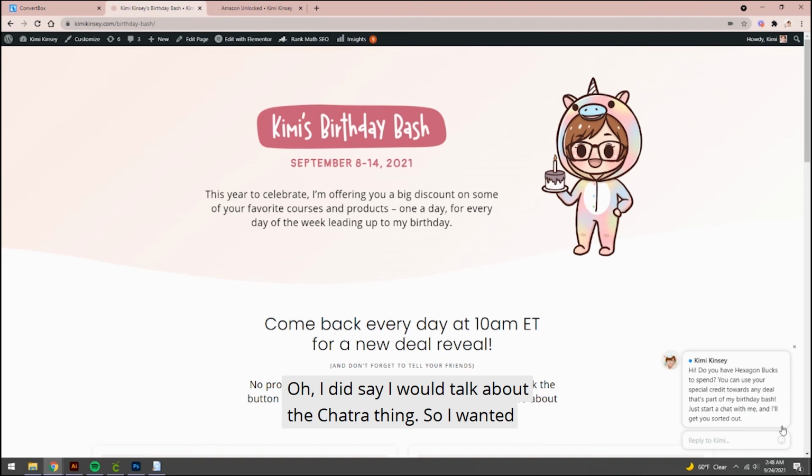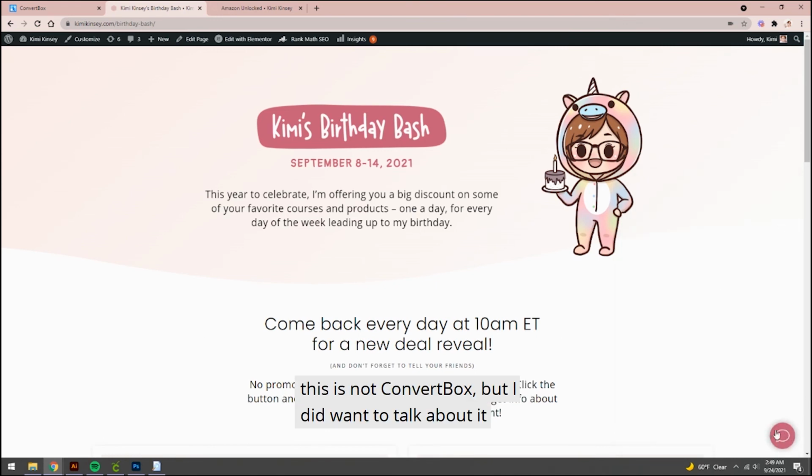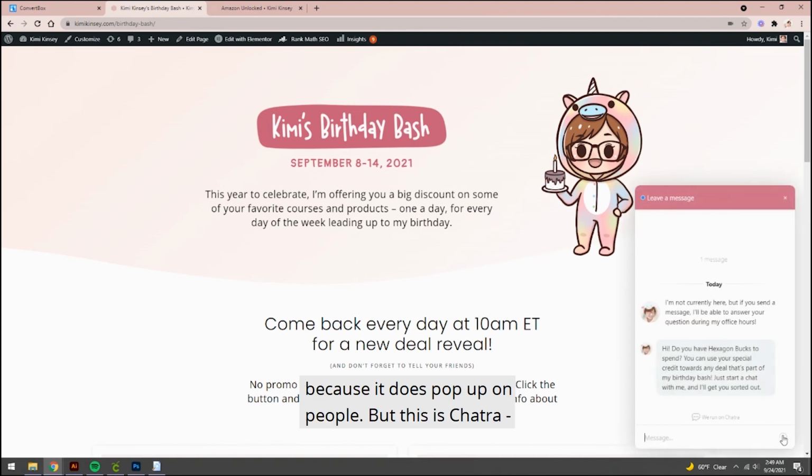I did say I would talk about the Chatra thing. So I wanted people to get this bit of information, and this is Chatra. They would get this message saying, hi, you have Hexagon bucks to spend, blah, blah, blah. And it would pop up here exclusively on this page. So this is not ConvertBox, but I did want to talk about it because it does pop up on people. But this is Chatra. It's amazing as well.